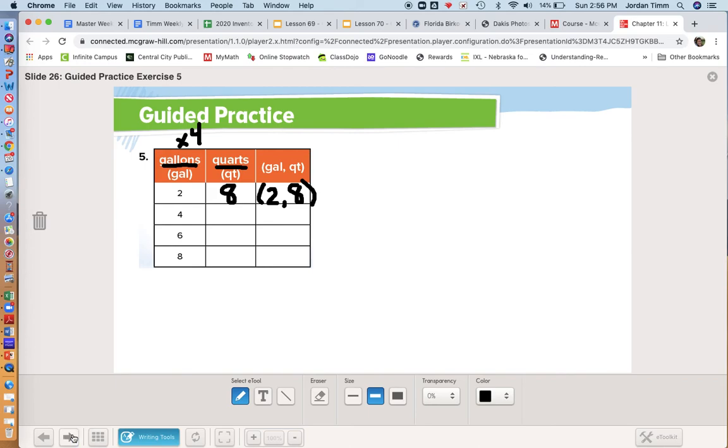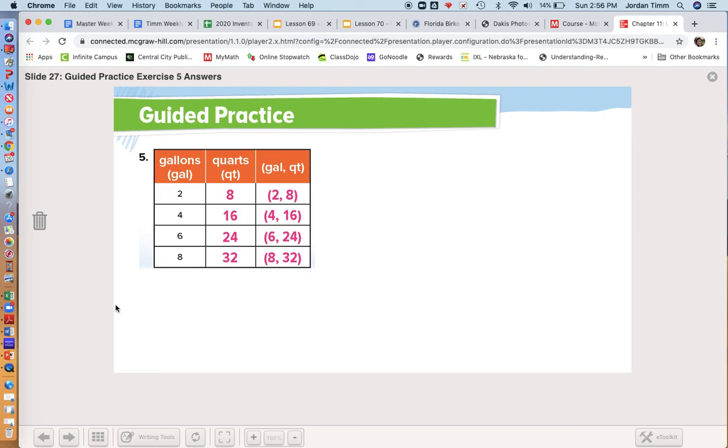And let's check your answers. Here are your answers for number 5. Okay, if any of this was confusing, you can always go back and rewatch the video. Please make sure when you're doing your independent practice problems that you really use your capacity organizer. That will be very, very helpful for you.